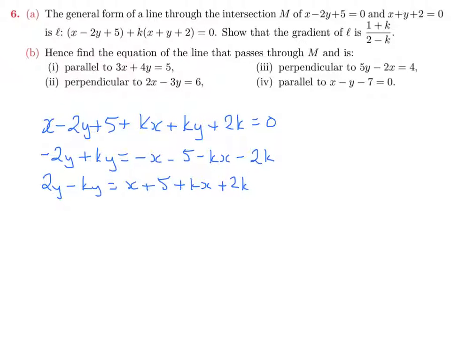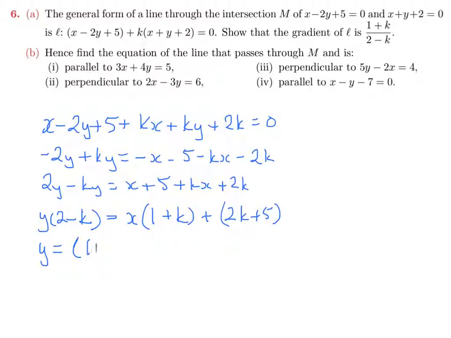Now I'm going to factorize the y on the left hand side, so we get y brackets (2 minus k). And we're going to factorize the x. So it's x(1 plus k) plus 2k plus 5. I'll just bracket that out. I'm going to divide everything by (2 minus k). So y equals (1 plus k) over (2 minus k) x plus brackets (2k plus 5) over (2 minus k).